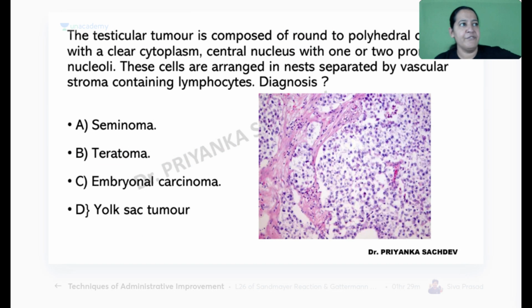This is the next question in front of you. Again, look at the image. Again, testicular tumor, young patient. Two clues are given: testicular tumor, young patient. The image is given to you. So is it seminoma? Is it teratoma? Is it embryonal carcinoma?